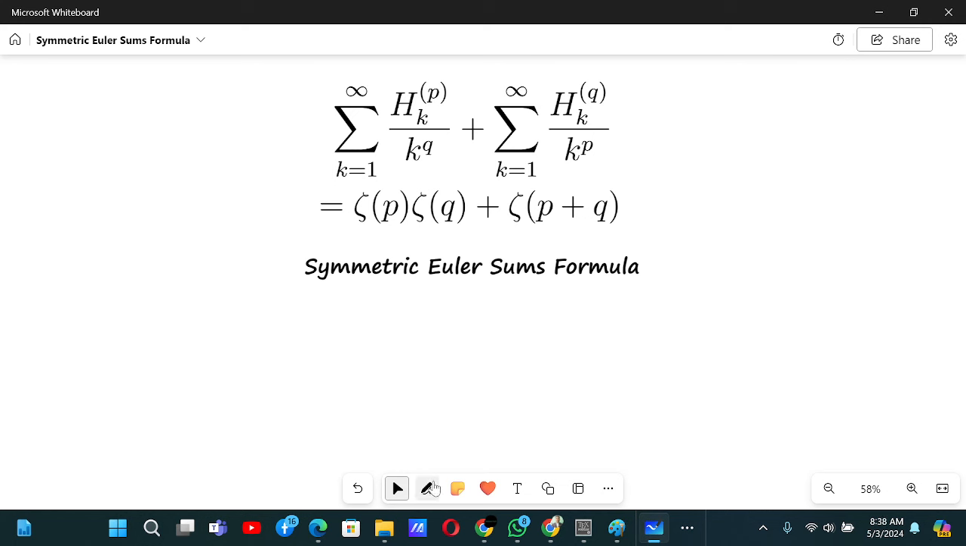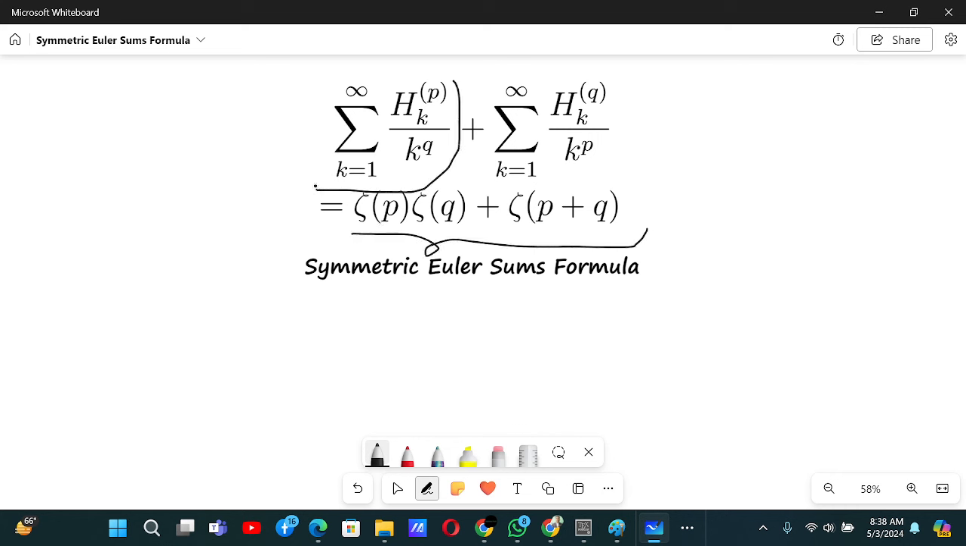Symmetric Euler sums formula. So basically in this video we will add these two sums and then get a nice result in terms of the zeta function, which is over here. You might have noticed that this is just the Euler sum for r equals 1.